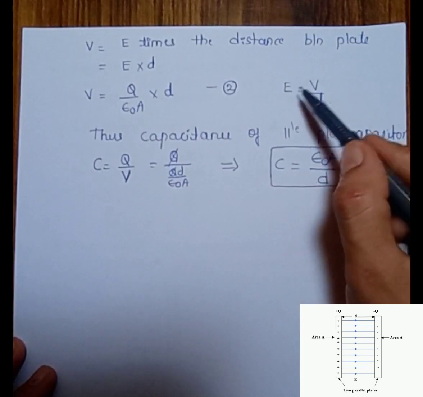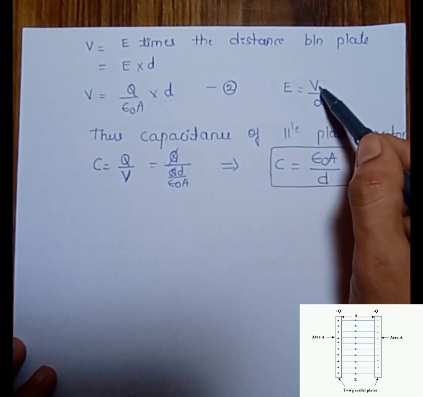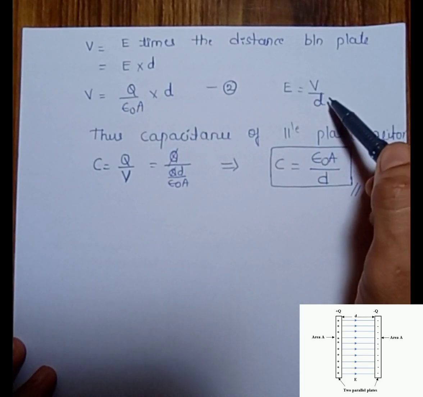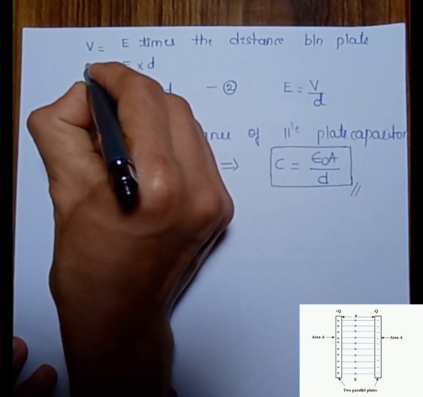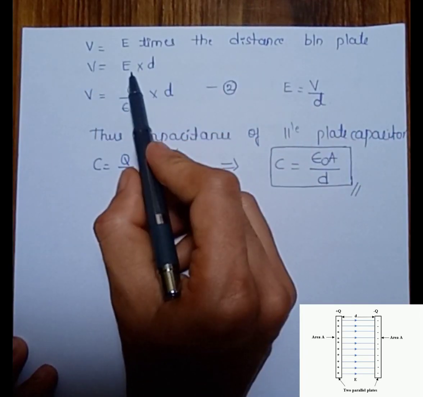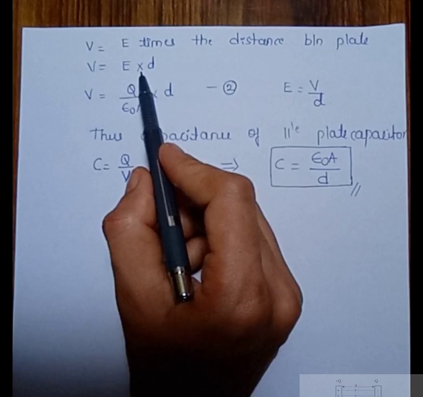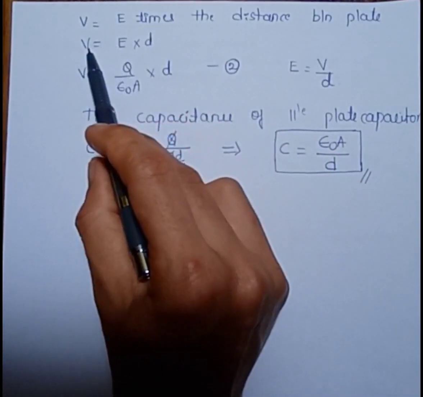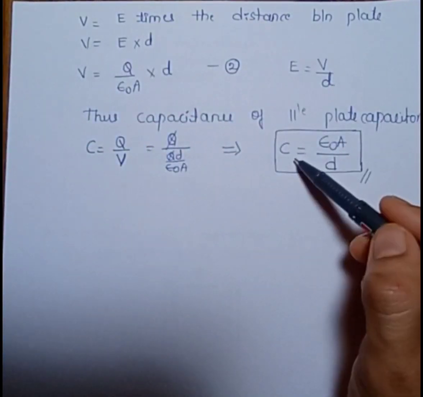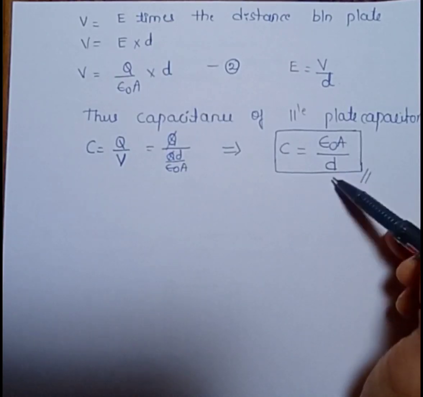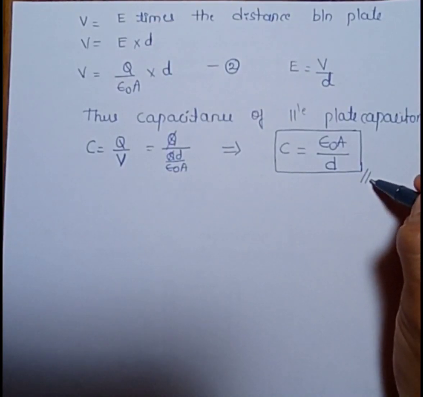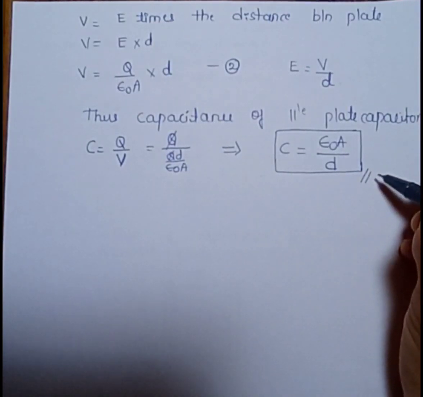And we know the value of E is equal to V divided by d. This is my equation: E is equal to V divided by d, and C is equal to epsilon naught A divided by d. Up to here, which carries 5 marks.